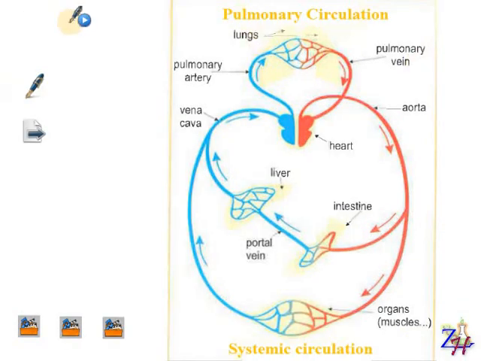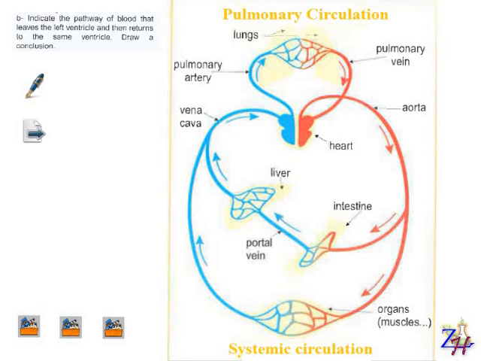Now 5b. 5b says, indicate the pathway of blood that leaves the left ventricle, then returns to the same ventricle, draw out a conclusion. Here I want you to pay very much attention to what I'm going to say. It's not hard, just concentrate, and as I said before, we have to follow the arrows.